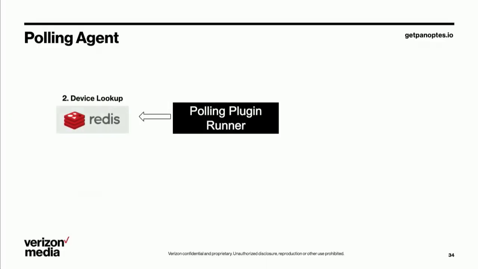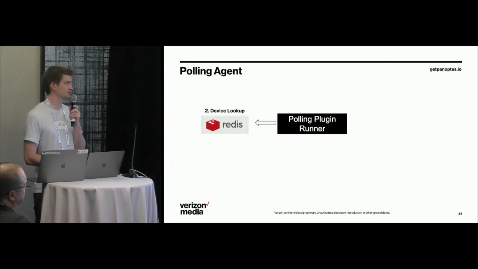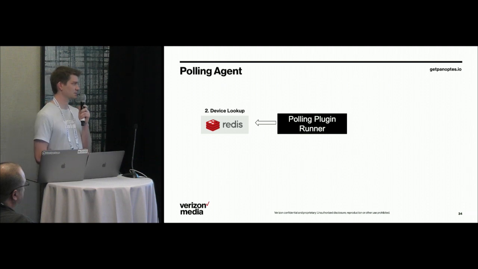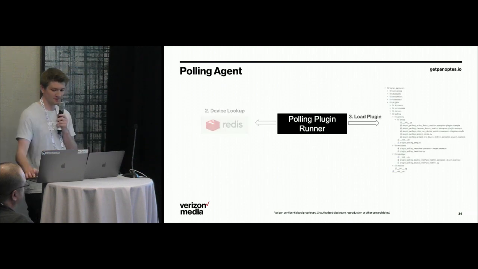What happens next is the device lookup. So it takes this ID and goes to our device store, which in this case is Redis. It takes the key, looks up the value, and returns device data and some metadata about the device.